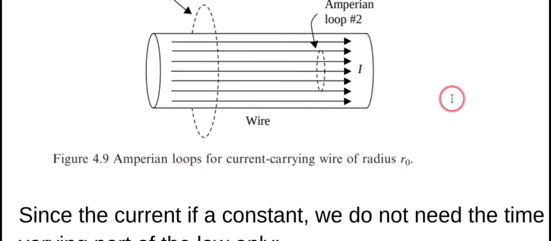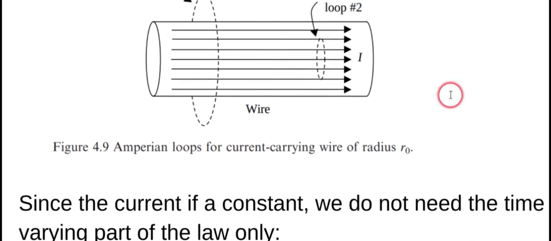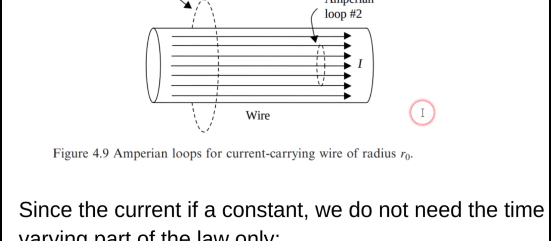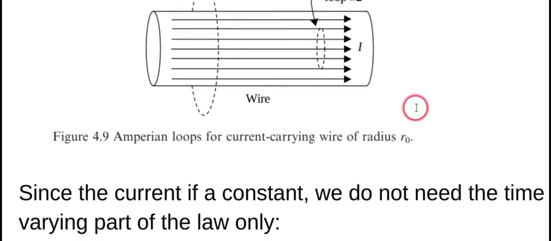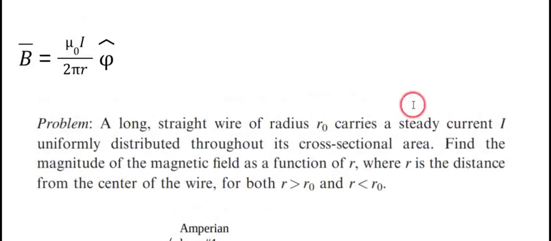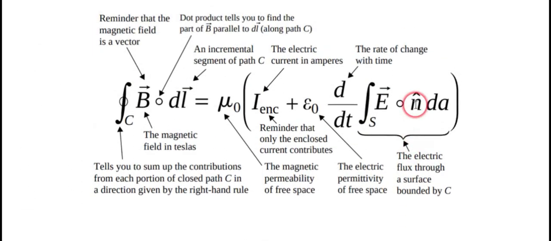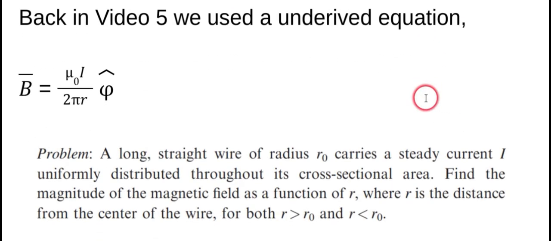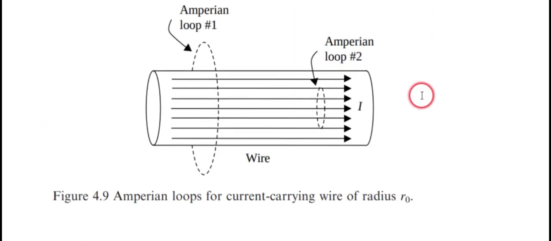All right, so since the current is a constant now, and he gave that in the problem, a steady current means it's a constant, right? We only need the first part of the equation. We don't need the time varying part of the law. Remember? So here's the whole equation. And since the current is a constant, it's not varying with time, so this part goes to 0. So we only need this part. All right, so what are we going to do here?